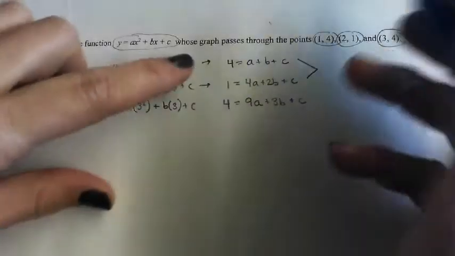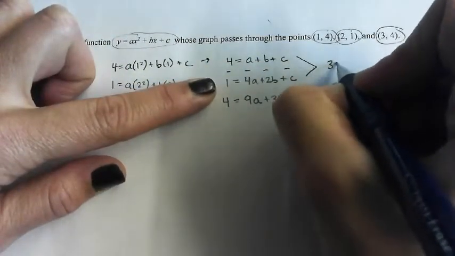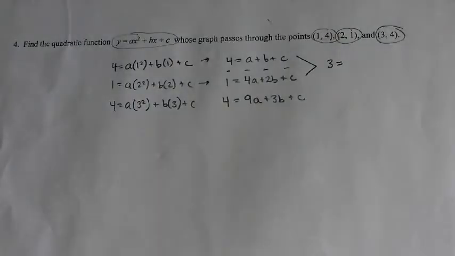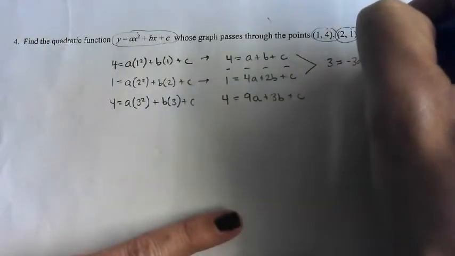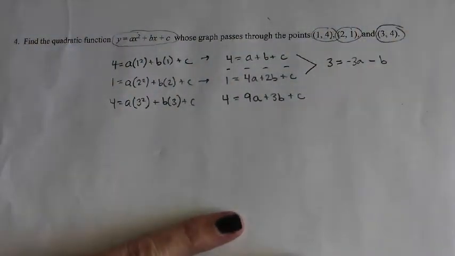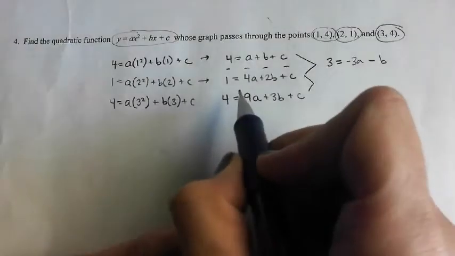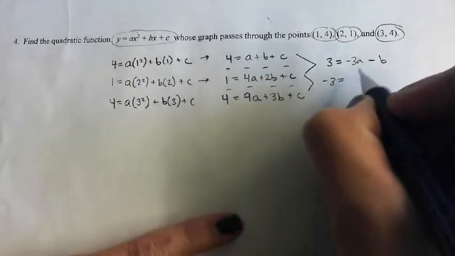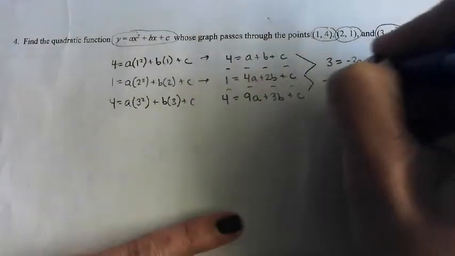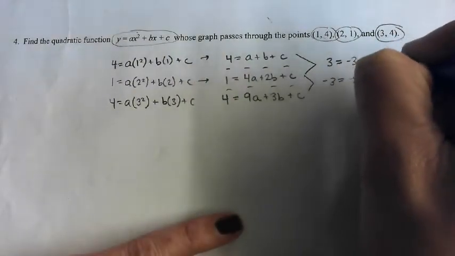So if I subtract, I get 3 equals 1a minus 4a is negative 3a. 1b minus 2b is negative b. On my second two equations, they're both the same sign, so subtract there as well. I get negative 3 equals negative 5a minus b.